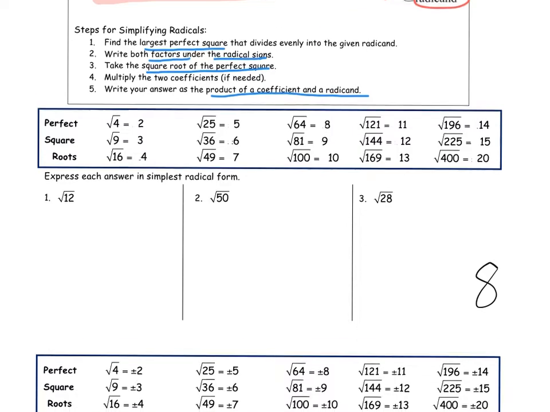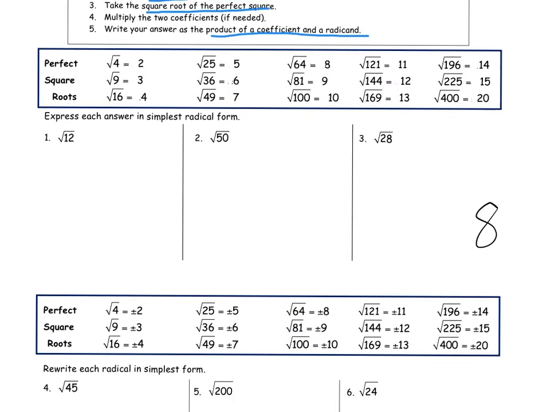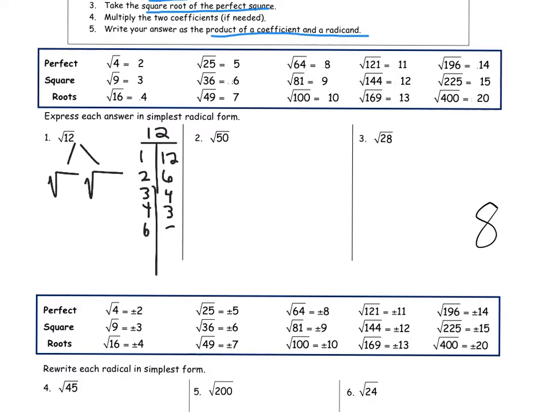Okay, so if I look at the first problem, I have the square root of 12. Well, I want to break up the square root of 12 and find what is a perfect square that goes into the square root of 12. Well, let's think. 12, we have 1 times 12. We have 2 times 6, 3 times 4, and again, we can just keep going, 4 times 3. We have 6 times 2, and then 12 times 1, if I'm just writing out every possibility.